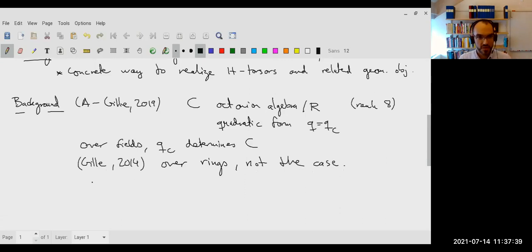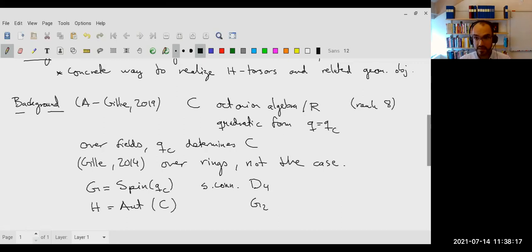And so in this situation, we took as our group G the isometry group of the quadratic form Q, tweaked a bit. So what we really looked at was the spin group of Q_C, and as our H, the automorphism group of C. So this is a simply connected semi-simple group of type D4, and this is, of course, a simply connected group of type G2.